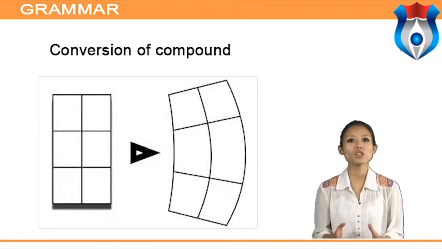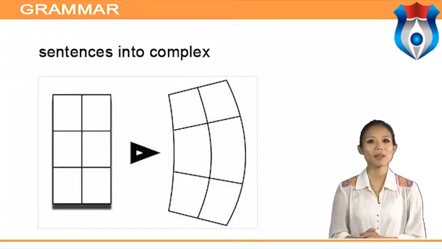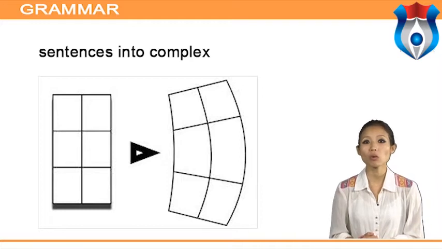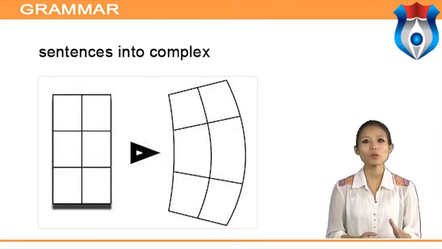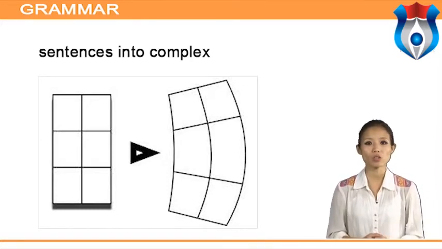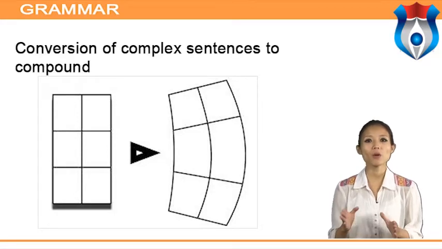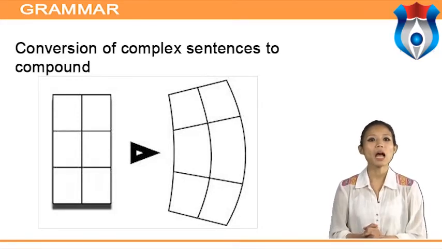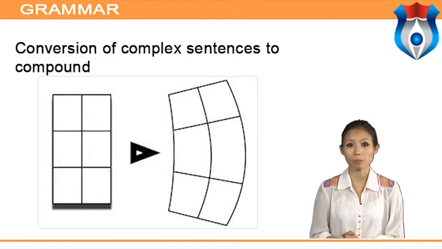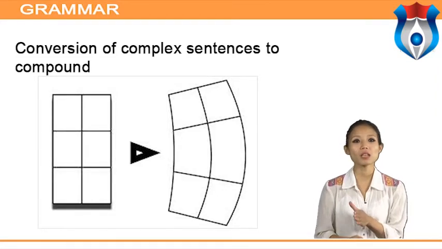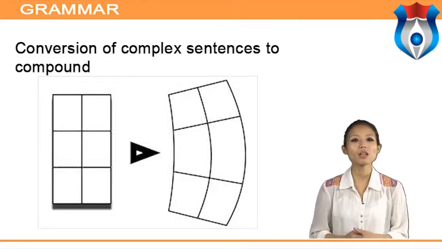Conversion of compound sentences into complex. Search his pockets and you will find the watch. Compound. If you search his pockets, you will find the watch. Complex. Conversion of complex sentences to compound. I'm certain you have made a mistake. Complex. You have made a mistake and of this I am certain. Compound.